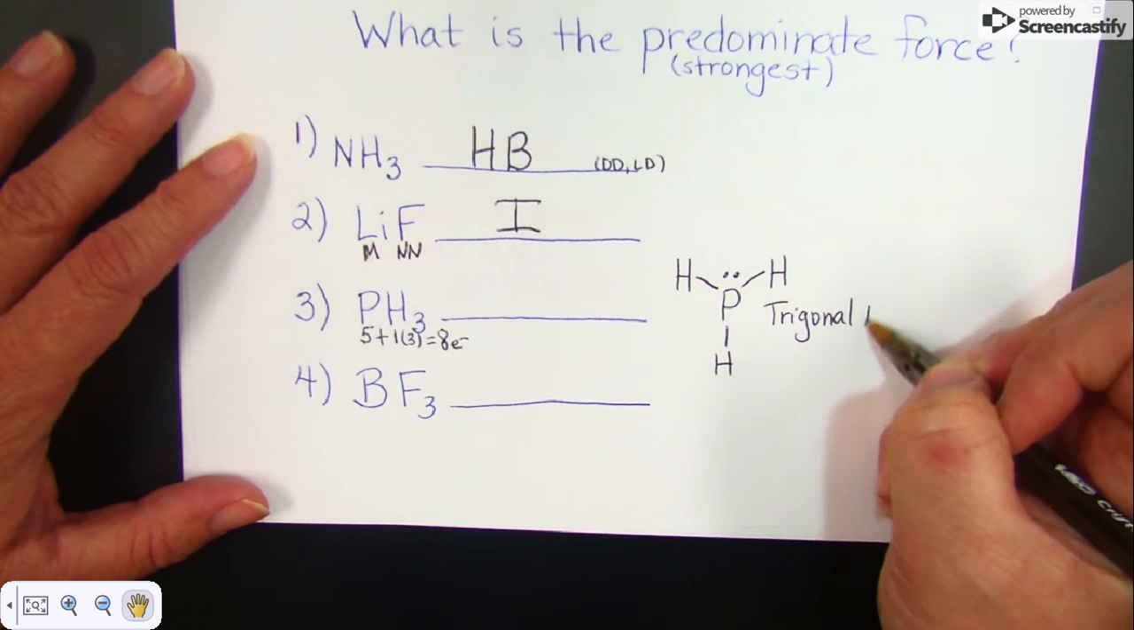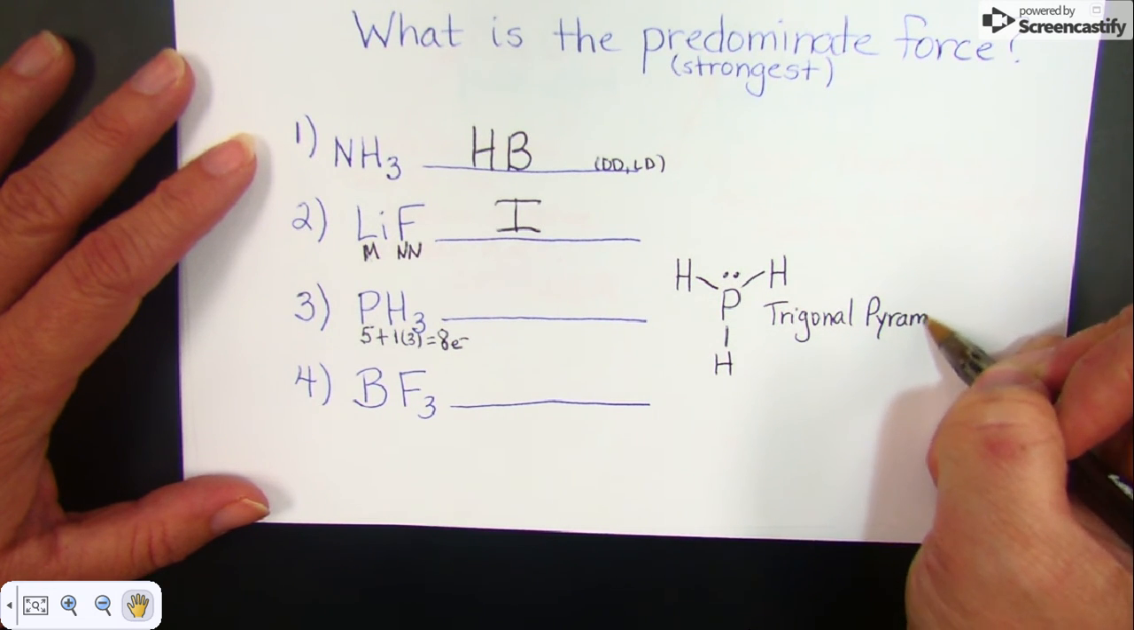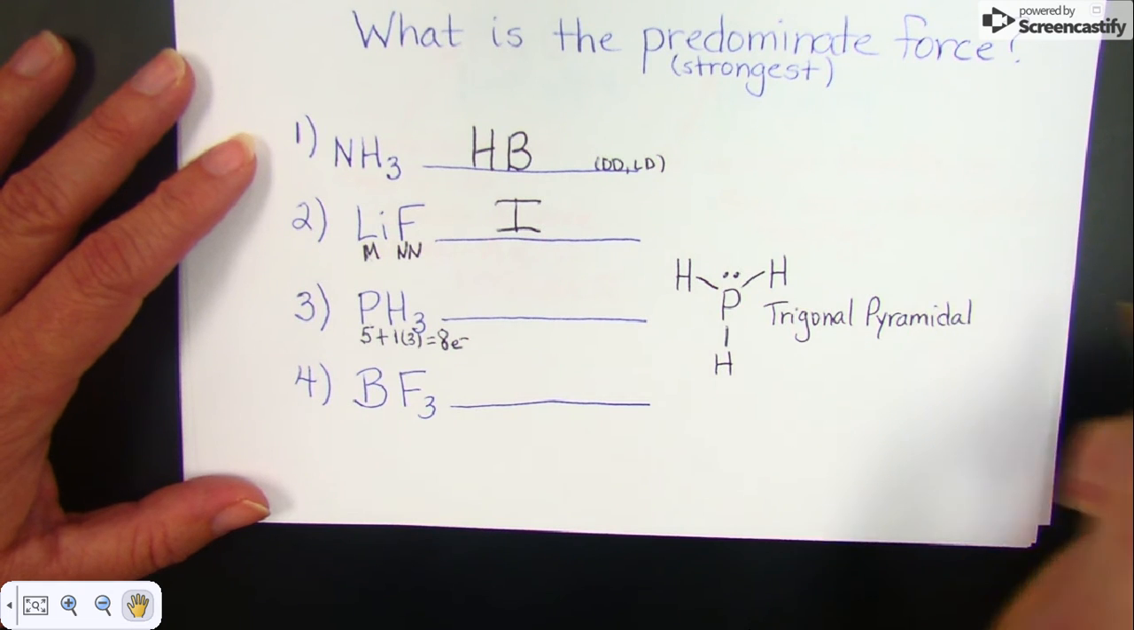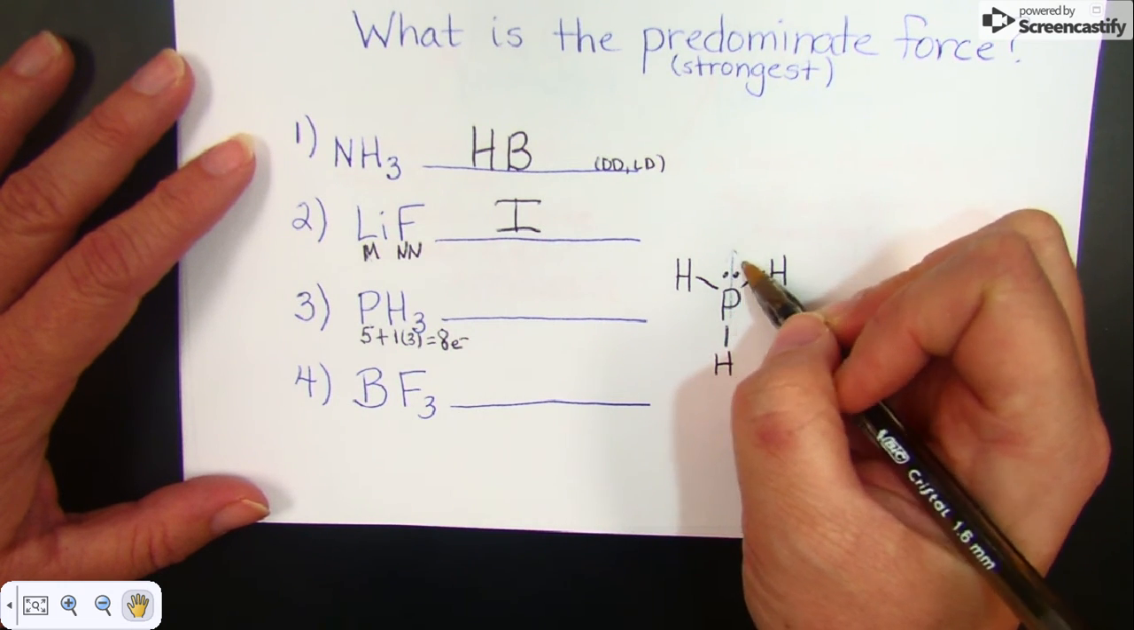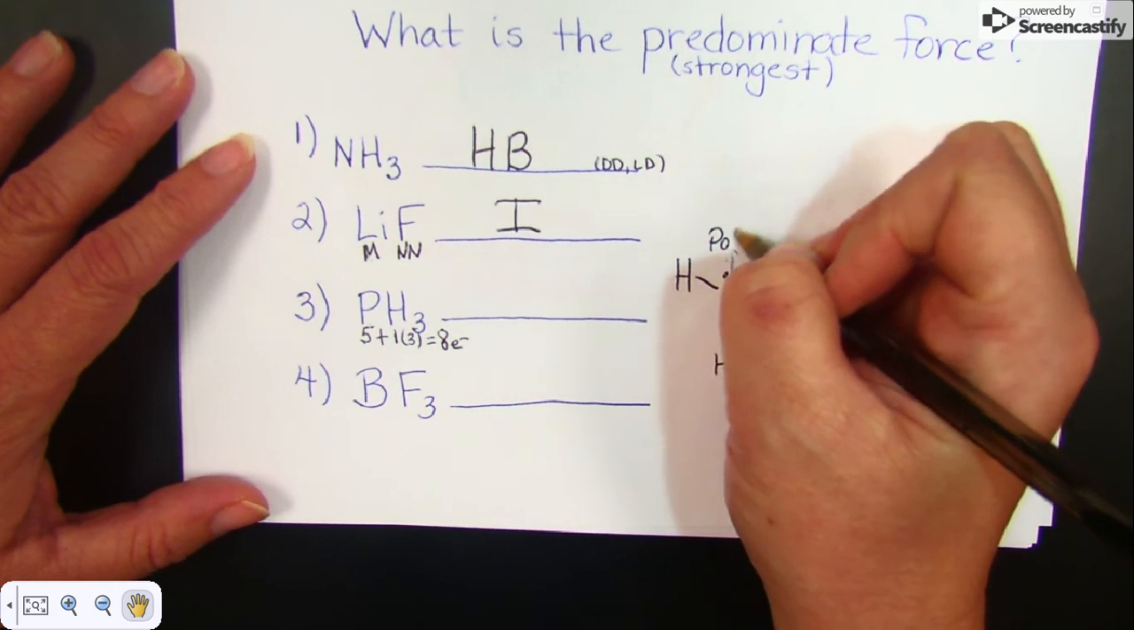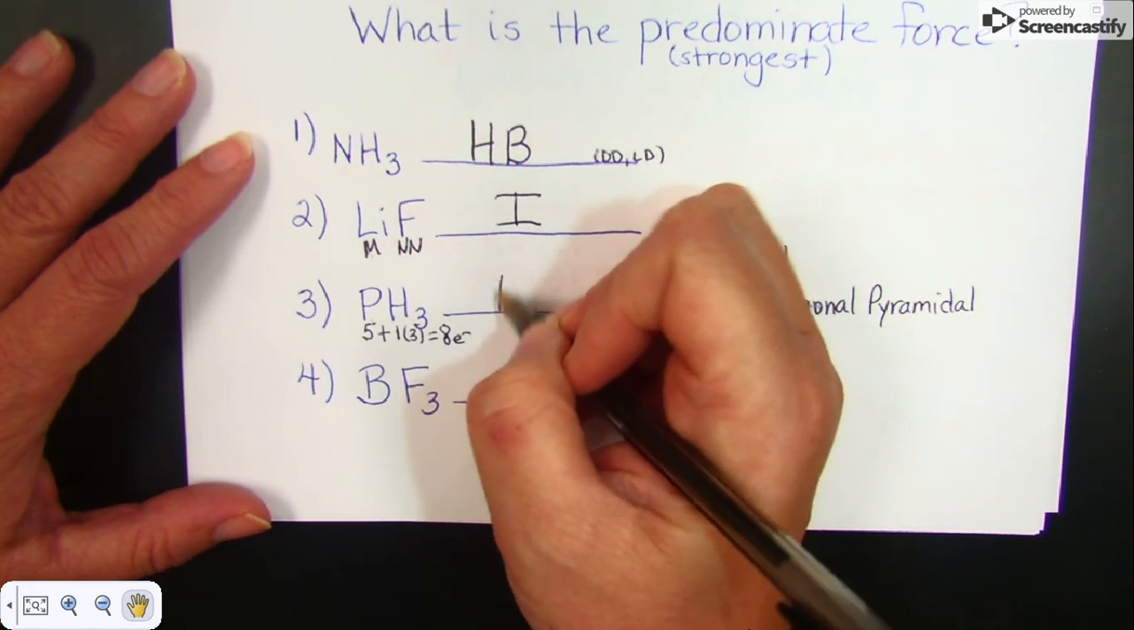It doesn't matter, but I want you to know that so that we are remembering that again. And trigonal pyramidal, because of this unshared pair, is polar. So we have a polar molecule, and polar means dipole-dipole.